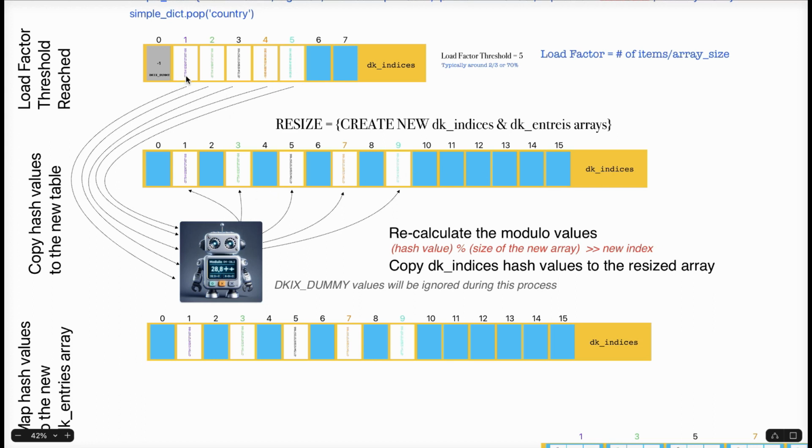While doing that, we're also checking whether each hash value is an actual hash value. Therefore, our deleted items that we marked as dkix underscore dummy or -1 are not considered in this process. So this is our opportunity to clean up our table as well, not only to expand it. So we ignore this and copy the rest of them here. I haven't actually done the calculation here, as in we haven't done the modulo 16 here.